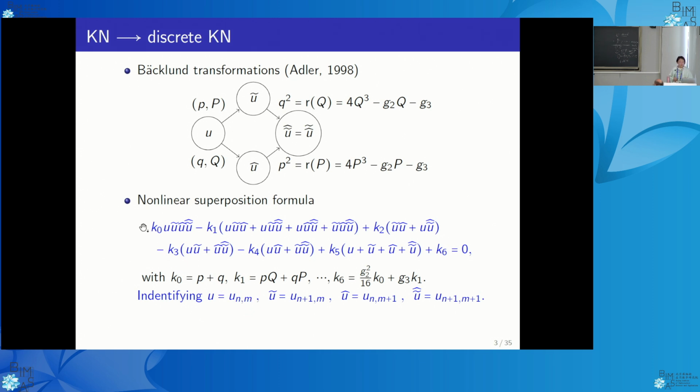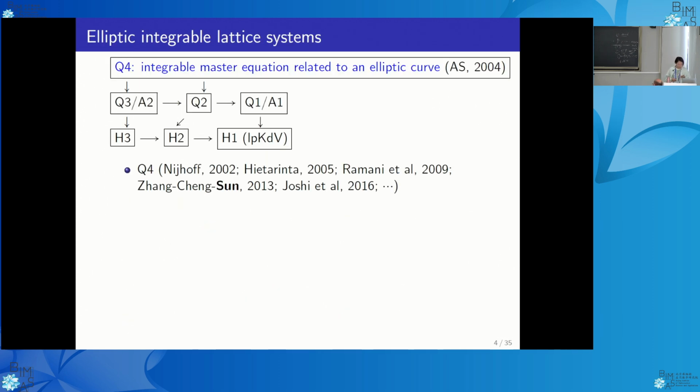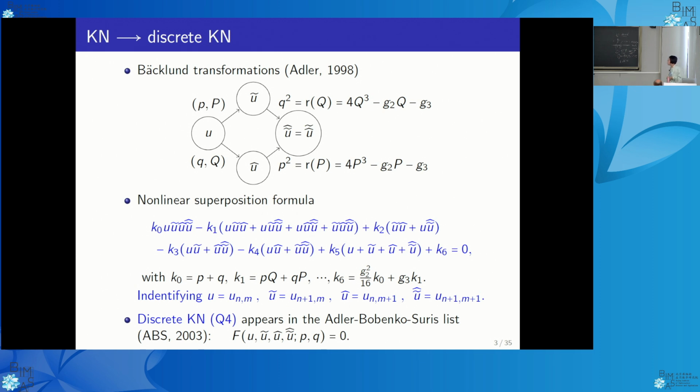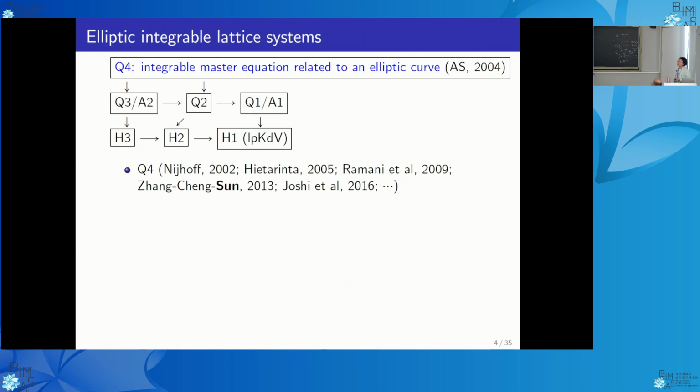So we also call this the discrete Q4 equation or Adler's lattice equation. This difference equation also appears in the Adler-Bobenko-Suris list, which contains 9 equations, and it is in fact a master equation in this list, because the remaining 8 equations, whose names are written in these boxes, are in fact special limits of the Q4 equation.